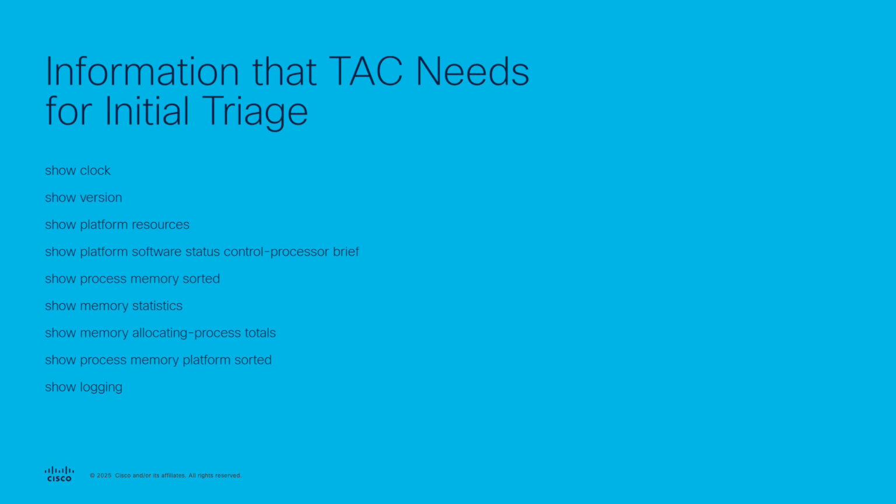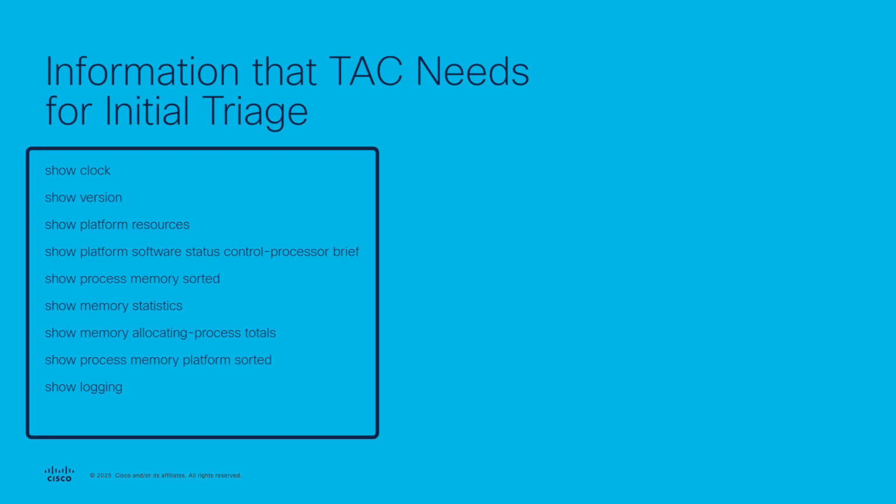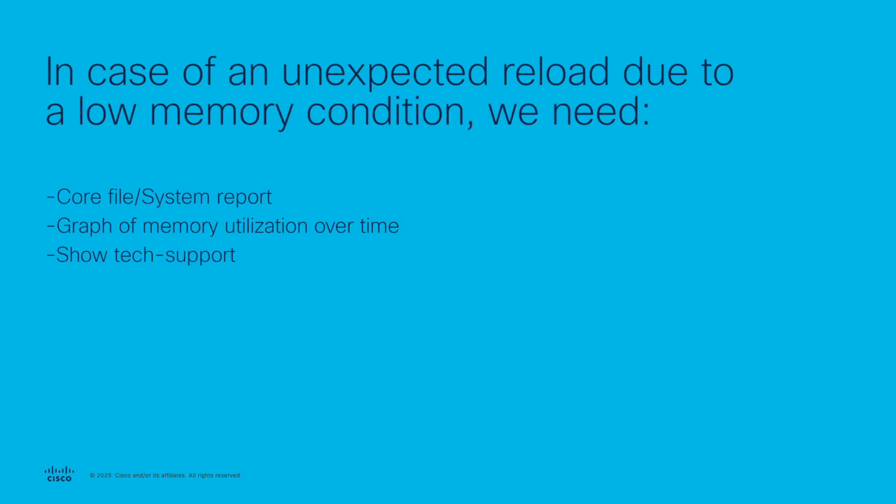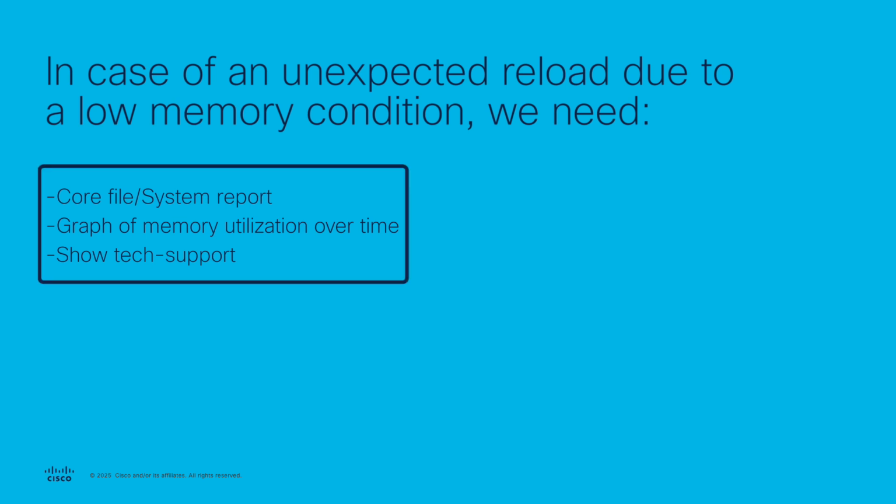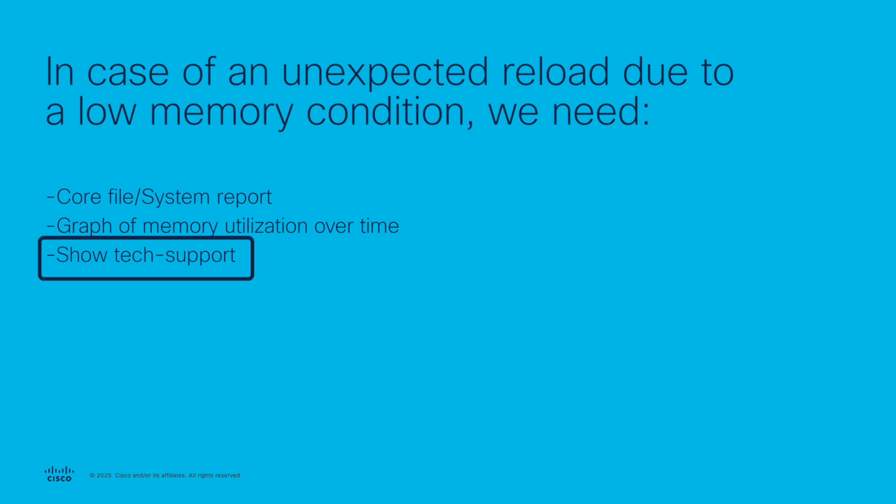Information TAC needs for initial triage. We need these commands output. In case of an unexpected reload due to a low memory condition, we need the core file, the system report, and a graph of memory utilization over time. Attaching a show tech is desirable. It is helpful for TAC, and you can benefit from the automation TAC has developed to help you find issues faster. Conditions leading to a high memory utilization are always software related.